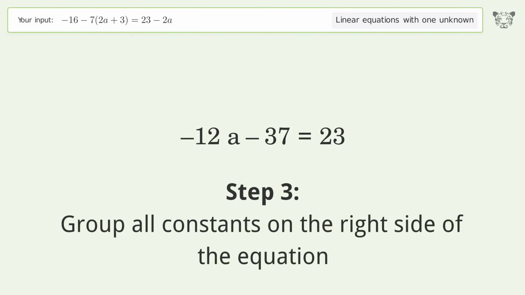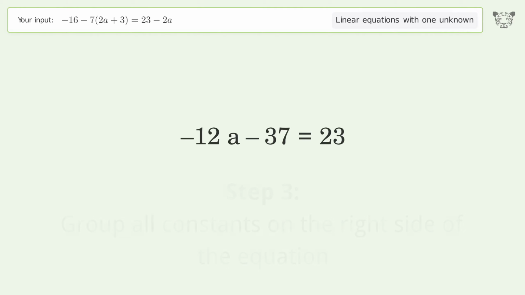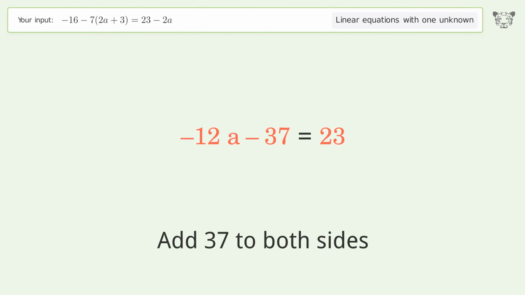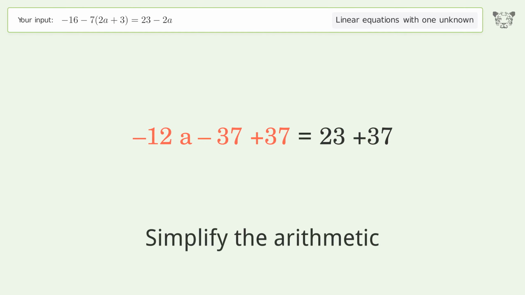Group all constants on the right side of the equation. Add 37 to both sides. Simplify the arithmetic.